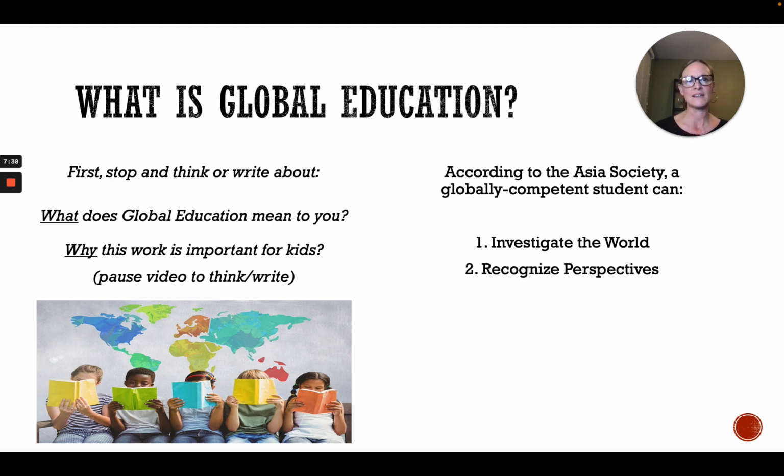A globally competent student can recognize perspectives. So it's recognizing the perspectives of others in other parts of the world. It's recognizing our own perspectives, and it's recognizing what is the context that got me and others to the perspective that we have. Context is important. It's being able to communicate ideas. So it's being able to communicate them with diverse audiences.